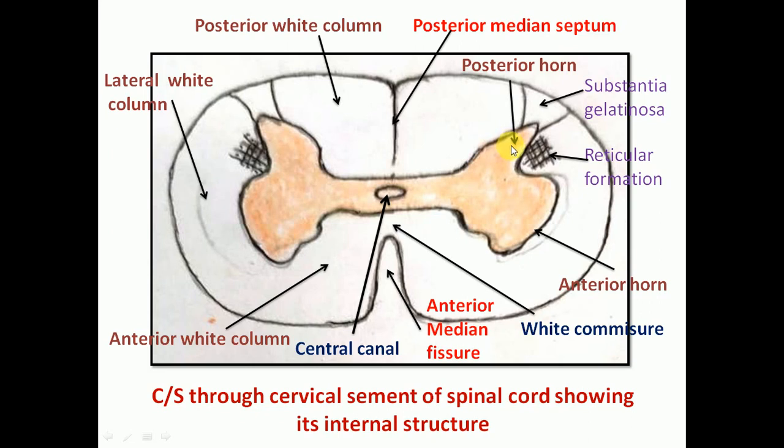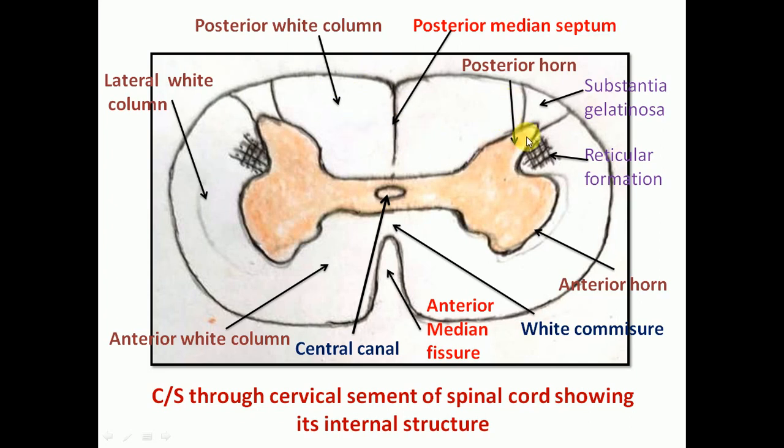Now outside the gray matter there is the presence of white matter. In the white matter there are three divisions. In front of the anterior horn, between the anterior median fissure and the anterior horn, the location of this white column is called the anterior white column. Lateral to the lateral gray column is called the lateral white column, and between the posterior median septum and the posterior gray horn there is the presence of the posterior white column.